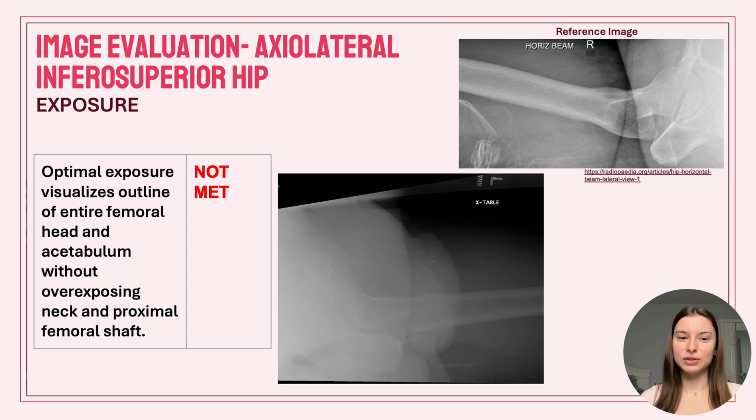And then lastly, for exposure, the optimal exposure visualizes the outline of the entire femoral head and acetabulum without overexposing the neck and proximal femoral shaft. And I did say not met for this one because this image does appear a little underexposed, as it is hard to visualize the head of the femur, so more technique could have been used to better penetrate the body part and produce an image with optimal exposure in this case.